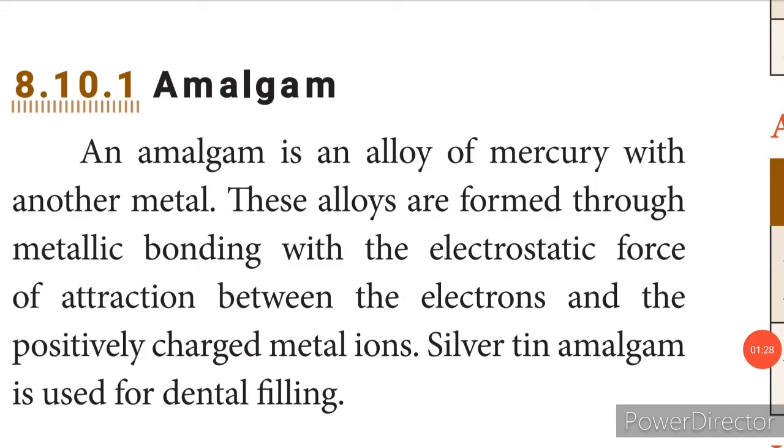Next we'll see what is amalgam. Amalgam is nothing but an alloy of mercury with another metal. Now I said that an alloy is a mixture of two or more metals, isn't it? So if one of the metals is mercury, then it is called an amalgam. For example, dental filling, right? When you have a cavity and go to a dentist, they do the dental filling, isn't it? So it is nothing but silver tin amalgam. So amalgam is an alloy in which one of the metals is mercury.